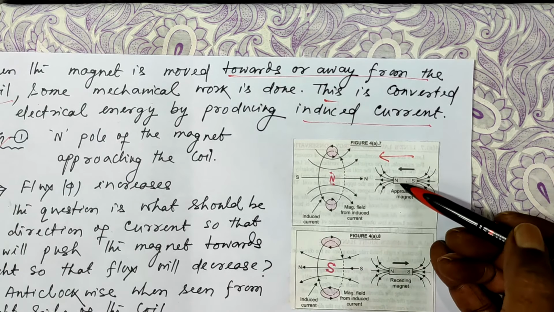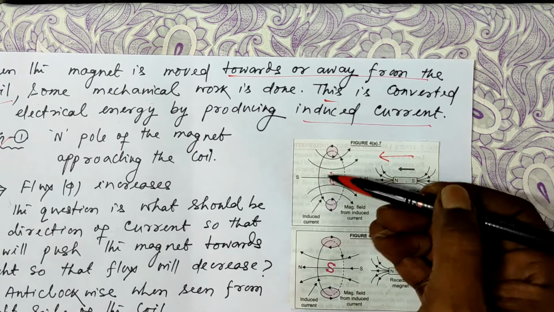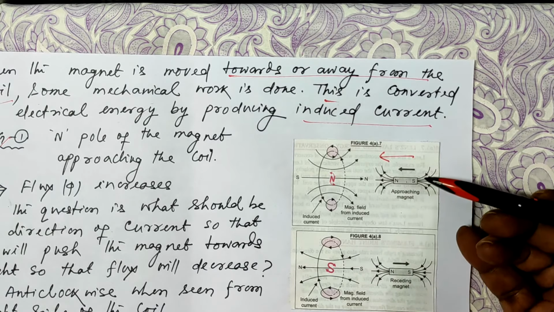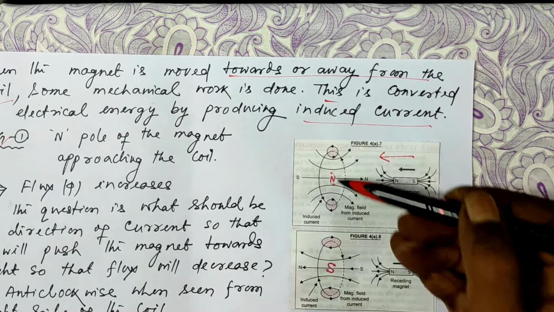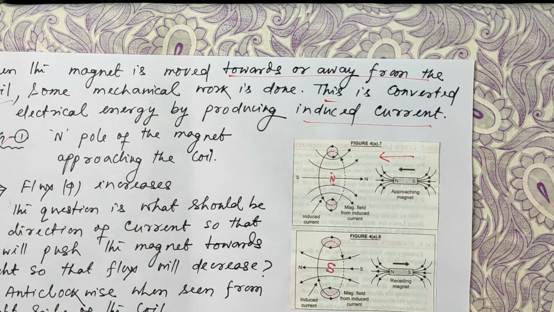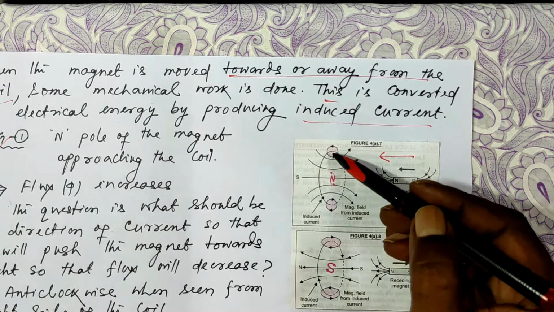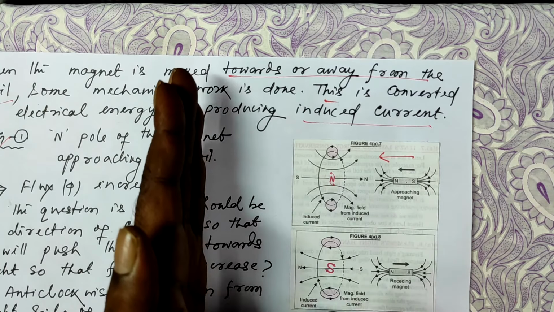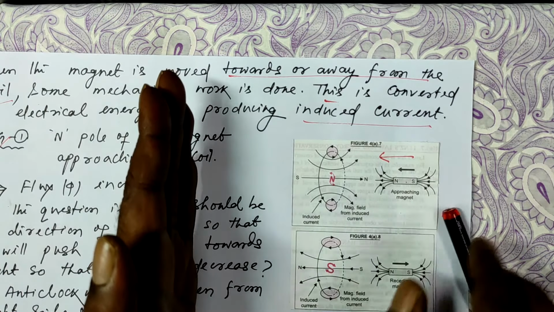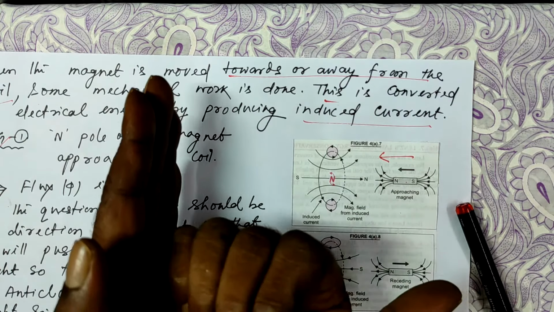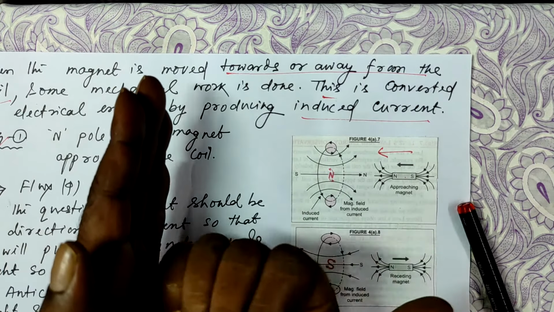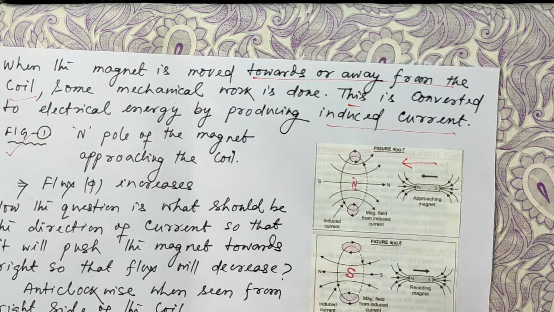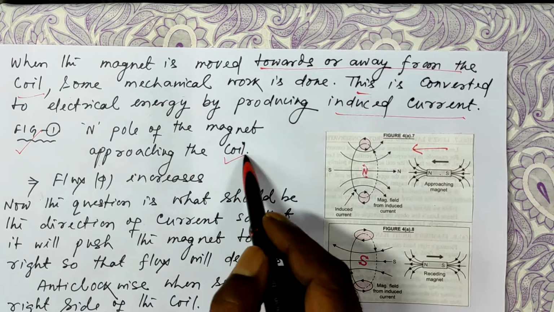Now let me explain again. This magnet, the north pole, is coming towards this coil. Since the number of lines of force here is more, as this magnet moves towards the coil, the number of lines of force passing through it increases. And this is the north pole. So this coil, when seen from this side, if the current is anticlockwise, like this, then due to this, the magnetic field will be this way. So it will push the magnet towards this side. So the north pole of the magnet is approaching the coil in the first figure.